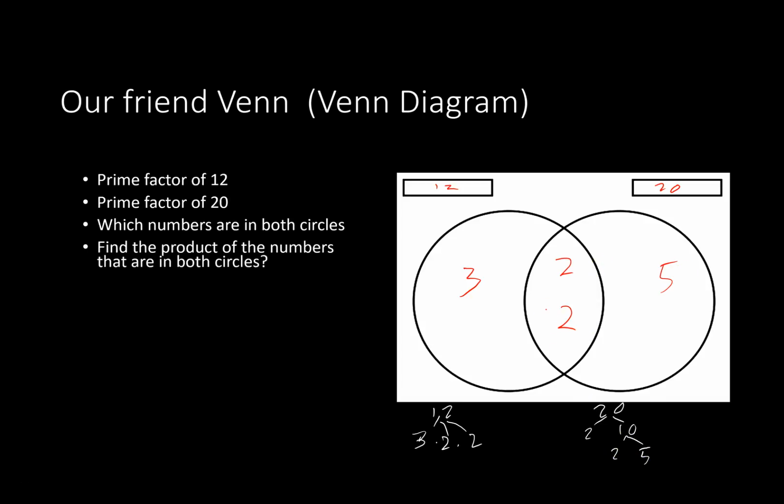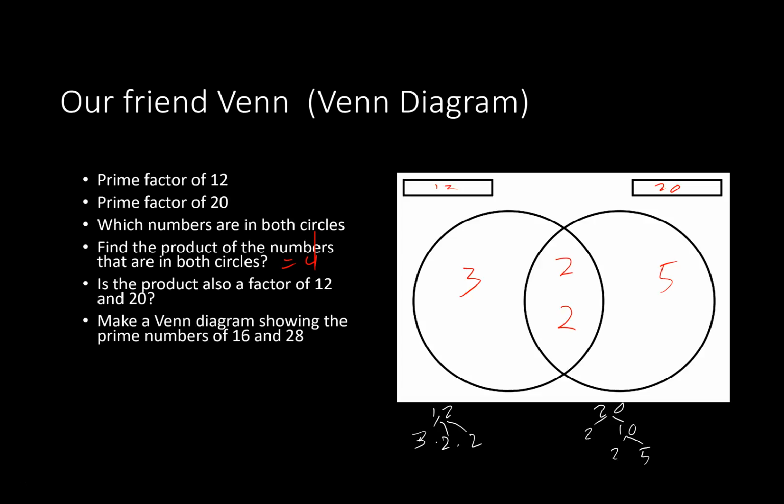So find the product of the ones that are inside both circles. 2 times 2 is going to equal 4. Is the product also a factor of 12 and 20? So 4 is a factor of 12, 3 times 4, and 20 would be 5 times 4. So yes, it would be. So then you can make a diagram, and we'll skip that step there. You can make a Venn diagram of other numbers as well if necessary.